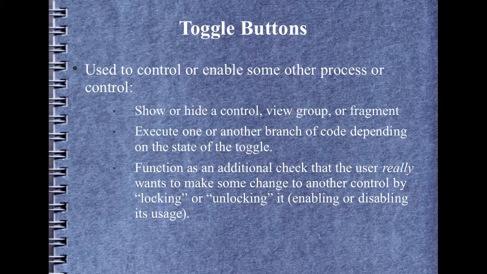It could also function as another check that the user really wants to make some change. In other words, they could lock or unlock something like a text edit control, an edit text control, or something like that, to enable or disable its usage. So toggle buttons are really very useful, and we need to understand how to use them because it is much simpler to implement a toggle button that the user understands the functionality of than it would be to implement the same functionality using a regular button control.